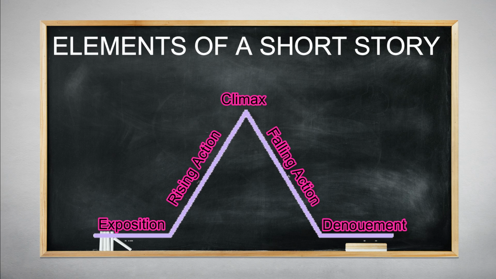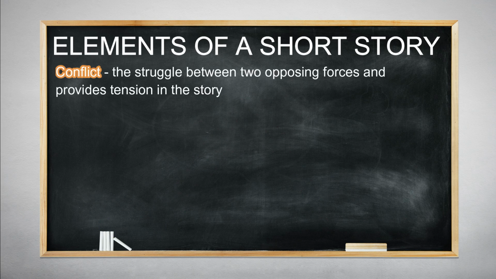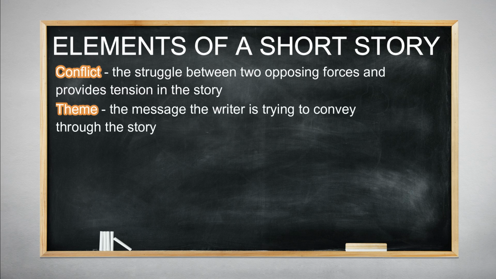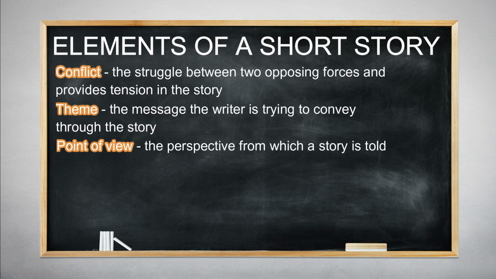Denouement, the final part of the story. Other elements are conflict, the struggle between two opposing forces and provides tension in the story. Theme, the message the writer is trying to convey through the story. Point of view, the perspective from which a story is told.